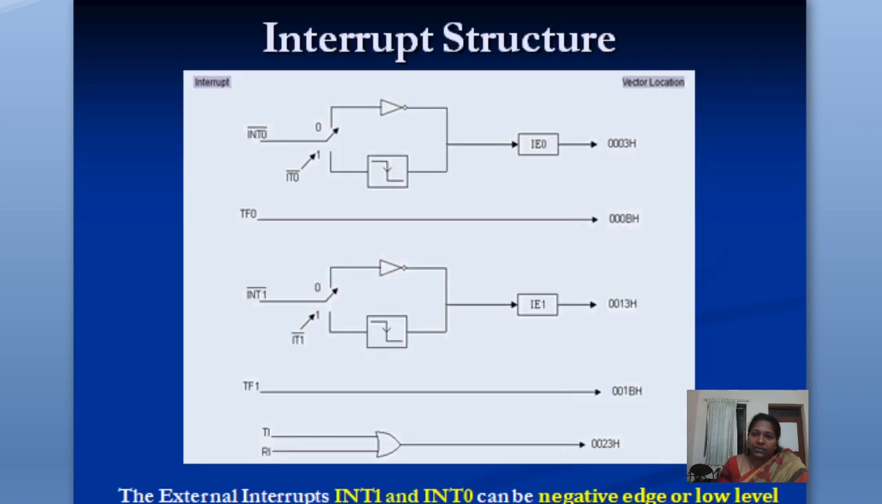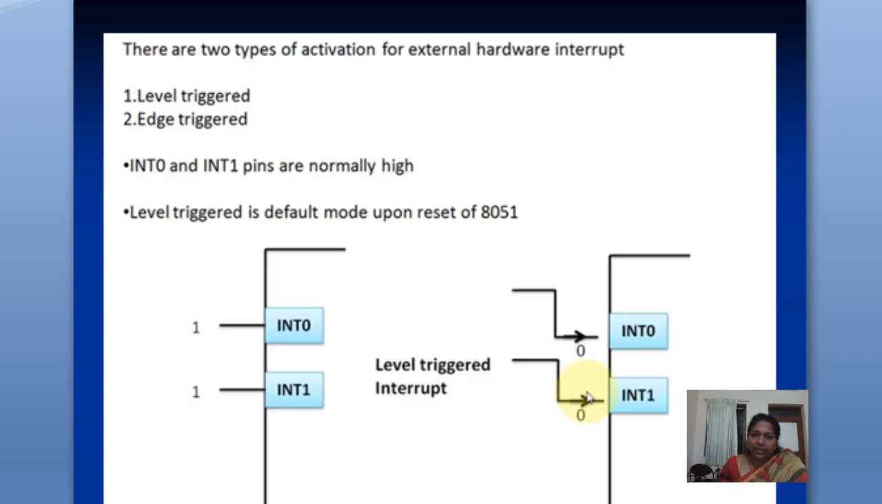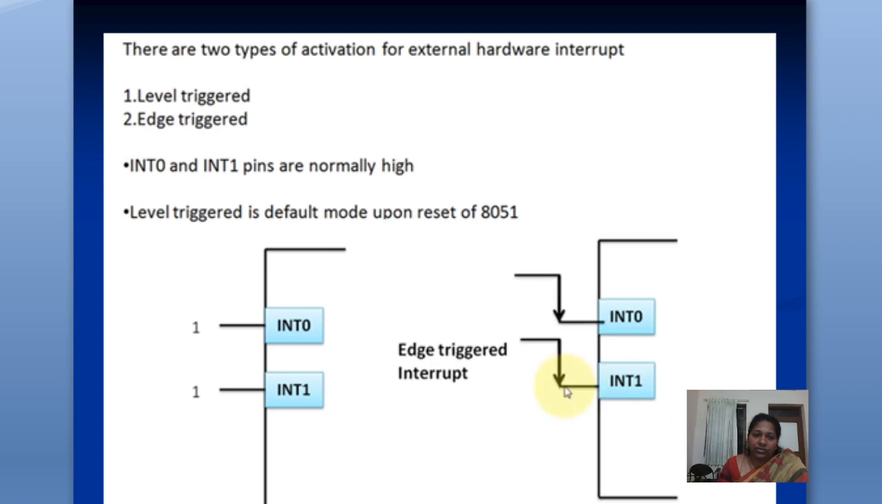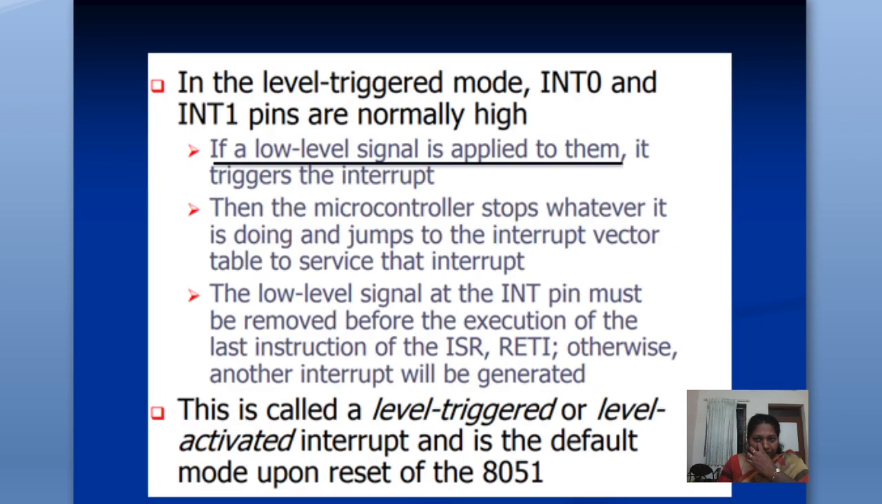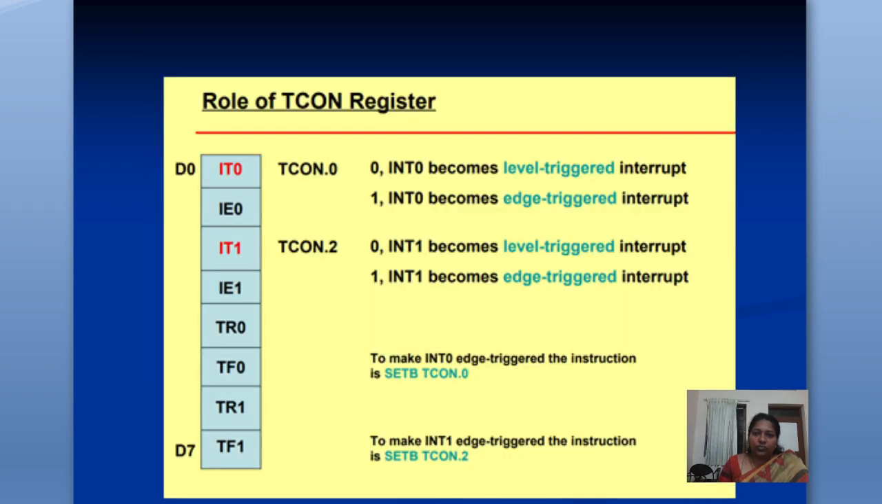So this is the diagram of the interrupt structure which is available inside. As I told you, it is edge triggered or level triggered. When it is level, it is high or low. When it is edge triggered, it will check for that edge, whether it is a rising edge or a falling edge. But how do you set all this? For setting it, you have a register called TCON.